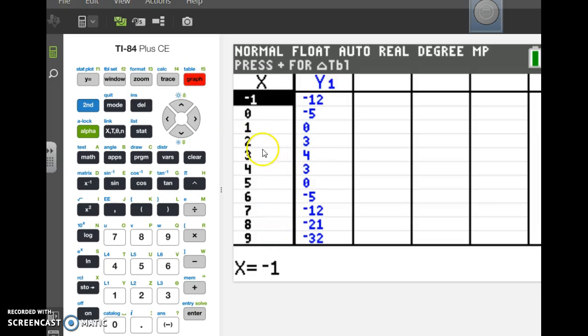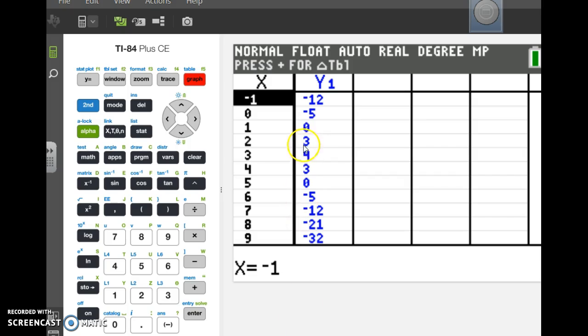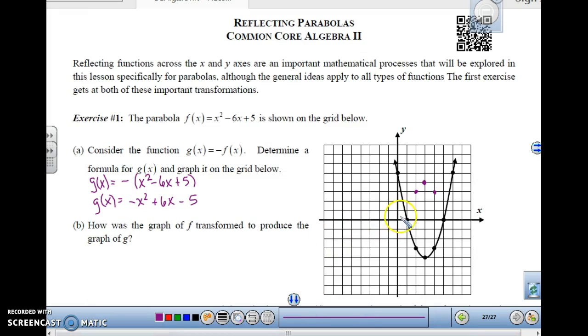My vertex is at 3, 4, and you can see right here the vertex is right here. So when I graph this, I have 3, 4 as my vertex. Then we had 2, 3 and 4, 3, and my other points were 1, 0, and 5, 0. Okay, so 1, 0, and 5, 0 are right here. And when I graph these, I can see that this is going to end up looking like this.